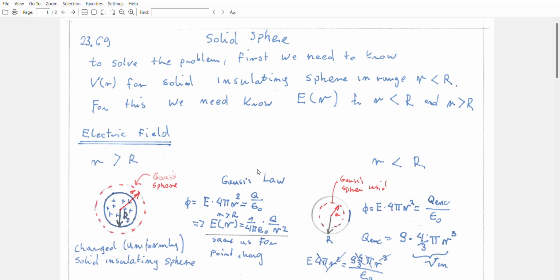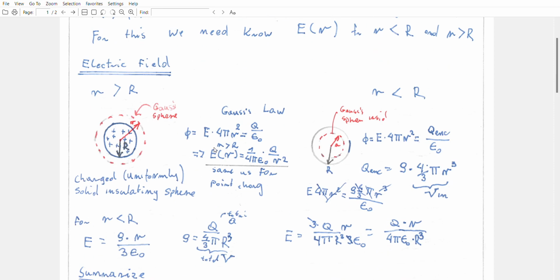Okay. Now we have to find the electric field distribution inside the marble, inside the sphere, and outside. To do this, we need to apply Gauss's law. And outside, it's very obvious. The solution is exactly the same as for the point charge. And you probably know it, because it doesn't matter if the sphere is conducting or not. The outside field is exactly the same equation, and you probably know it from chapter 22, and you know how to obtain it easily by applying Gauss's law.